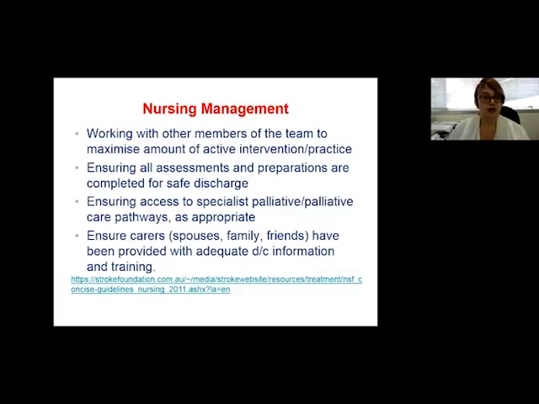So a key important part of nursing care for stroke patients is obviously interdisciplinary, multidisciplinary work, making sure that patients have appropriate care pathways, and maybe that care pathway might be to palliative care, and obviously very important to involve carers such as spouse and family and friends who are provided with adequate discharge information and training.